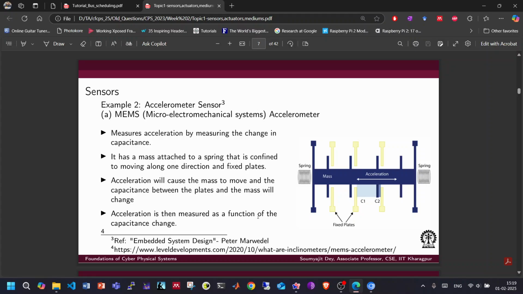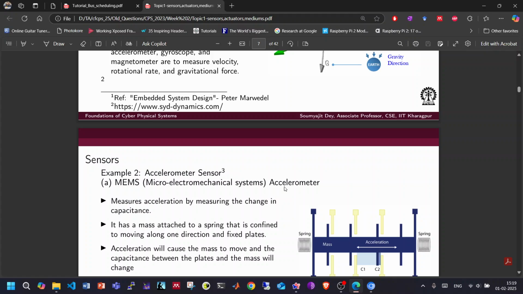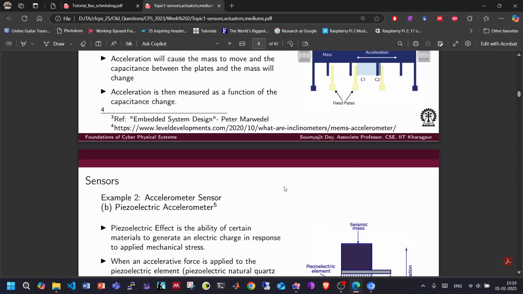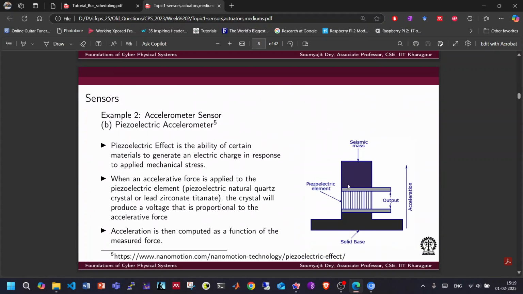This is one way to do it, and this is not the only way to do it, that is what I was trying to say. This is how it is usually done in autonomous vehicles and autonomous drones. Usually these kinds of MEMS accelerometer sensors are implemented. But in some places piezoelectric materials are also used. Now do you know what the piezoelectric effect on a material is? Anyone?